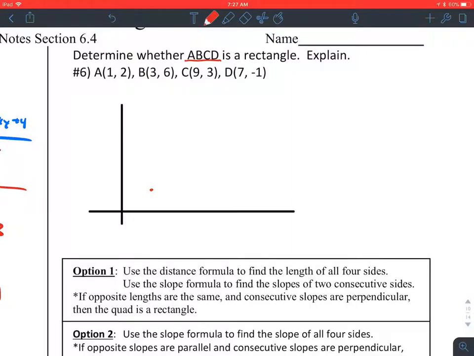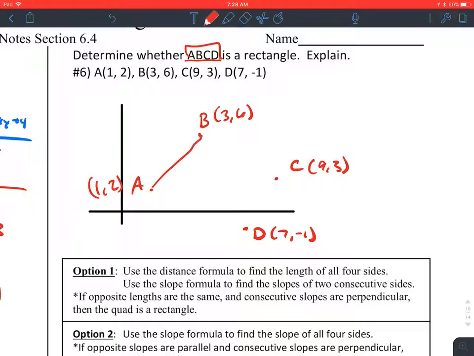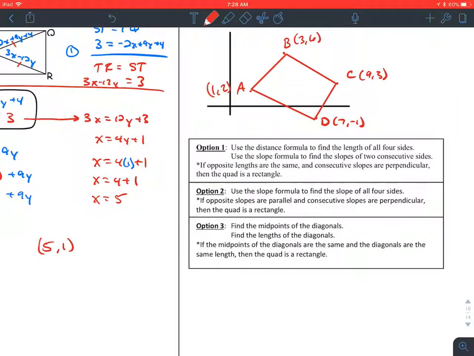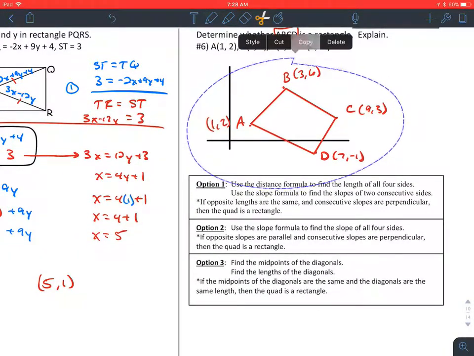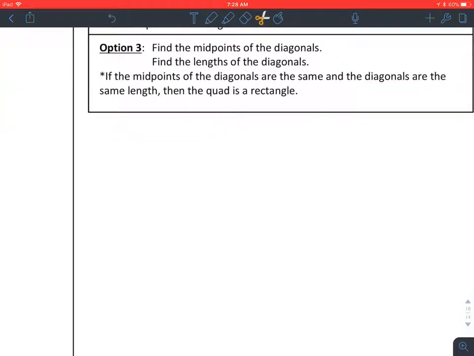A is 1, 2. B is 3, 6. C is 9, 3. And D is 7, negative 1. If I connect them in order, A, B, C, D, I should get a quadrilateral. Of course, when you get to the end, you got to go back to the beginning. So it's a quadrilateral, so this might be a rectangle. Once again, I'm going to choose option 2. I'm also going to bring this stuff down here just so I can see it. You don't need to write this twice.